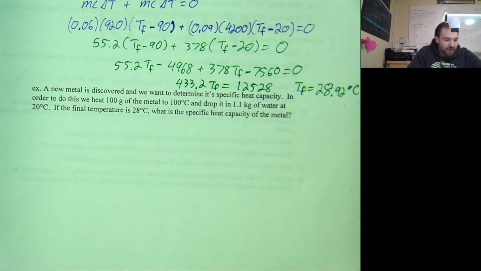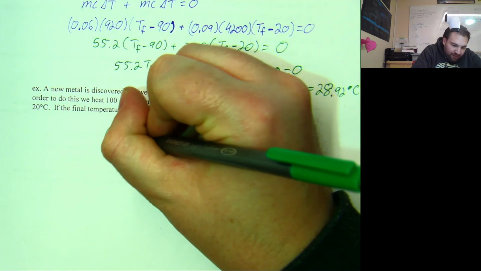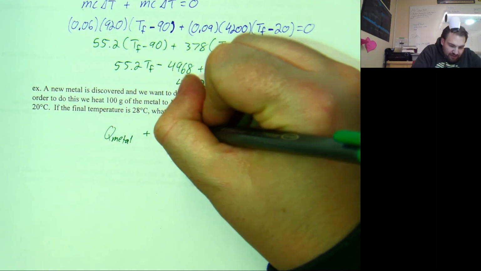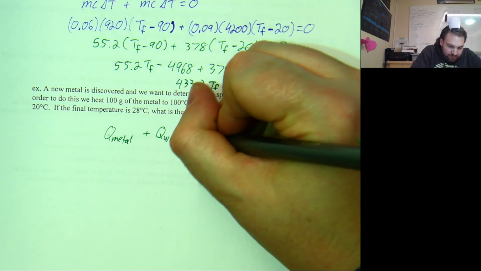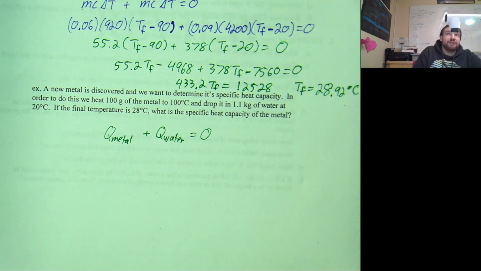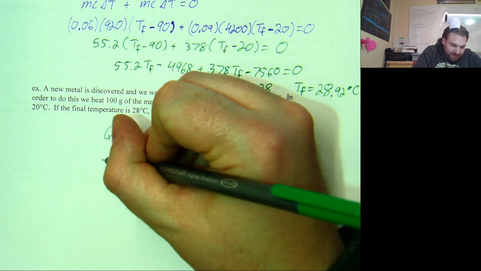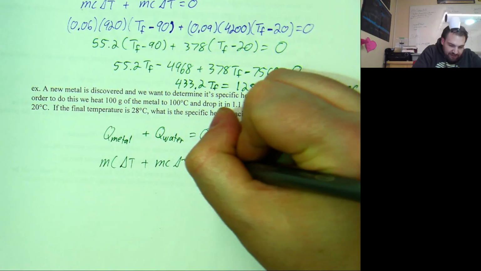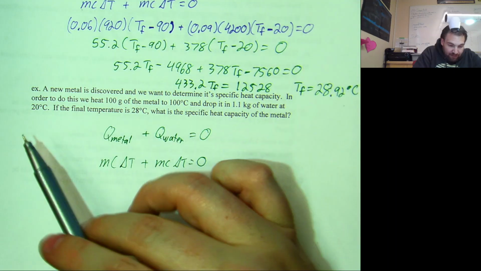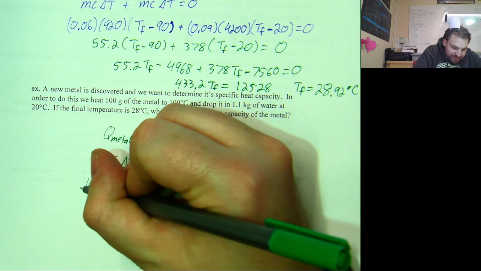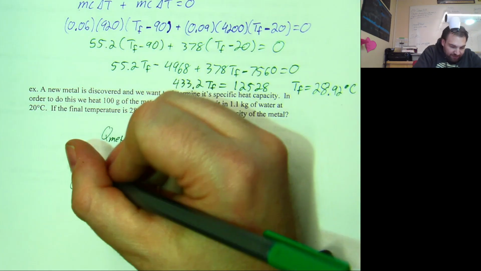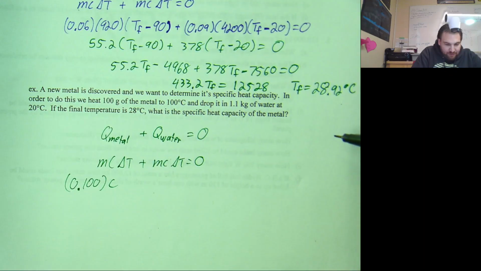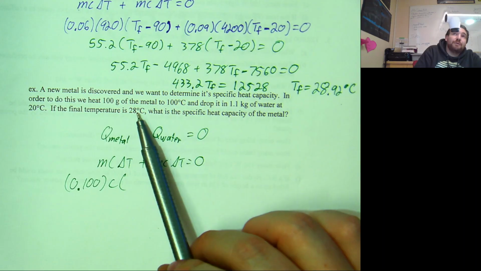So it's the same setup. We've got the Q for our metal plus the Q for our water. It's going to equal 0. So we have mc delta T plus mc delta T equals 0. The mass of the metal is 0.1 kilograms. Specific heat capacity is what we're looking for. We know the change in temperature. It was 100, now it's 28.